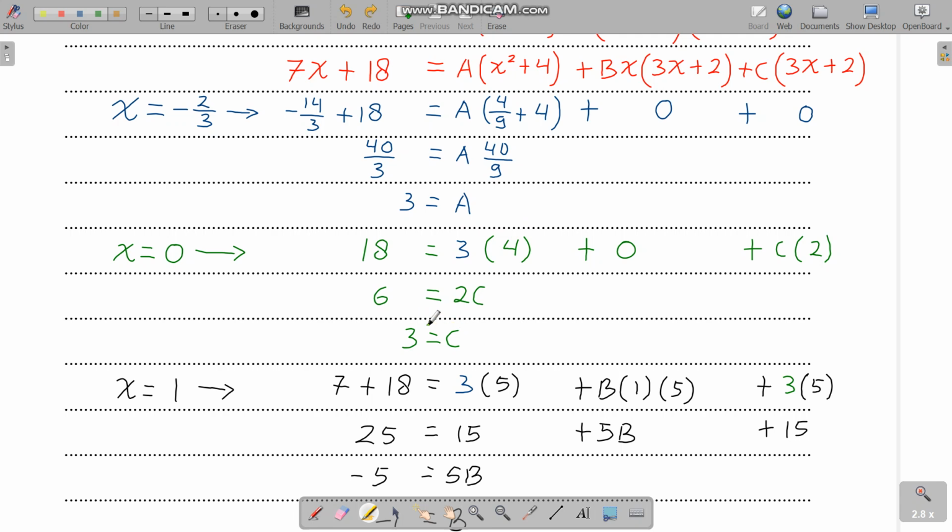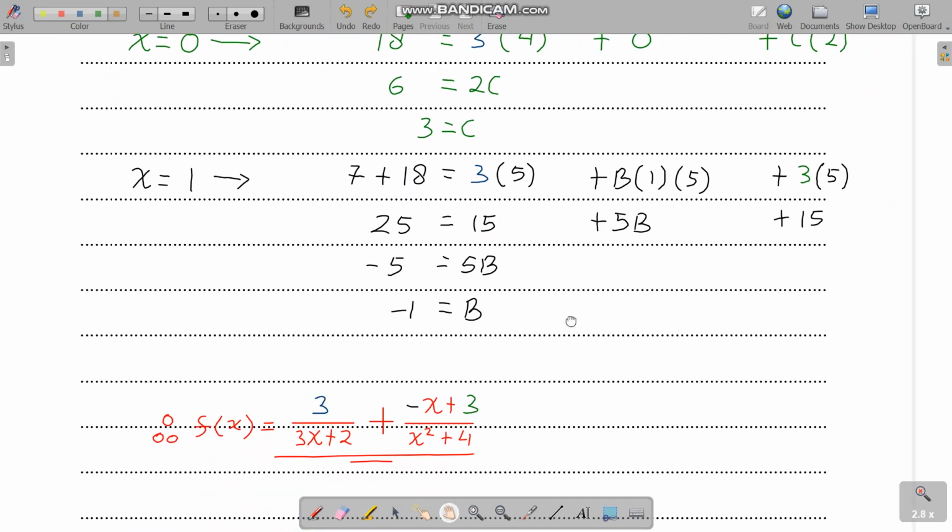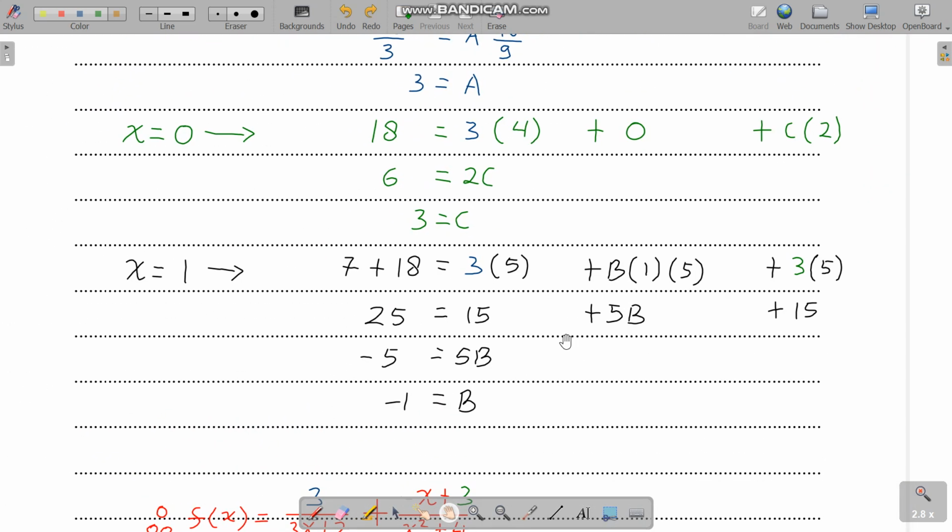Since we have the two coefficients, for the last coefficient we can just plug in anything random, but just use something simple such as 1. So replace the x with 1, replace this x with 1, we have 5 times a, the a is 3. Replace with 1, we get 1 times 5 times b. And replace with 1, we have 5 times c. C is 3. So we can find the b.